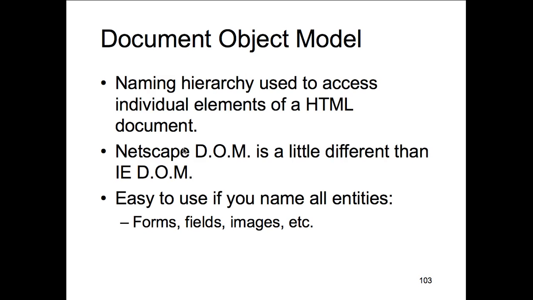What we're getting to is this concept of the document object model. It's the naming hierarchy used to access individual elements in the HTML document. The Netscape document object model is a little different than Internet Explorer's. Netscape substitute that, put in Firefox, which is the same equivalence.